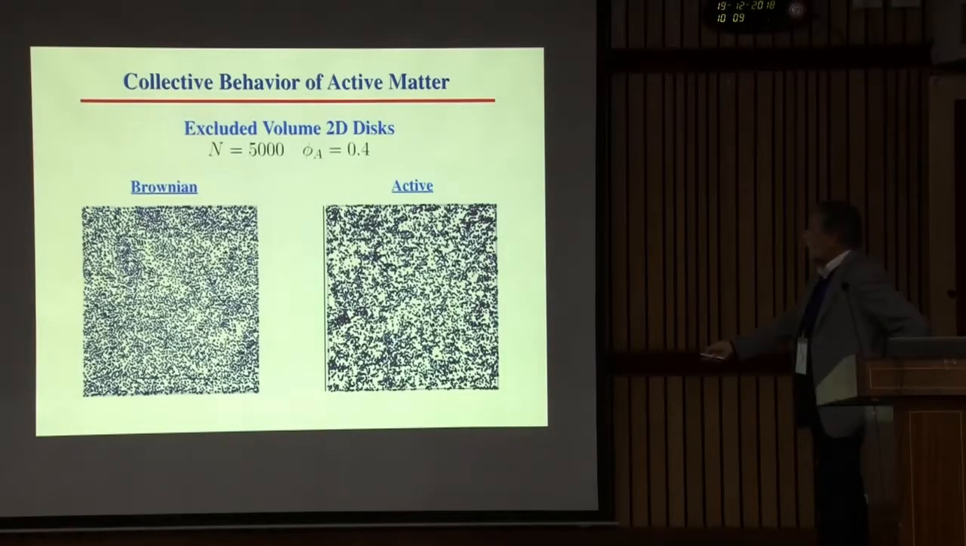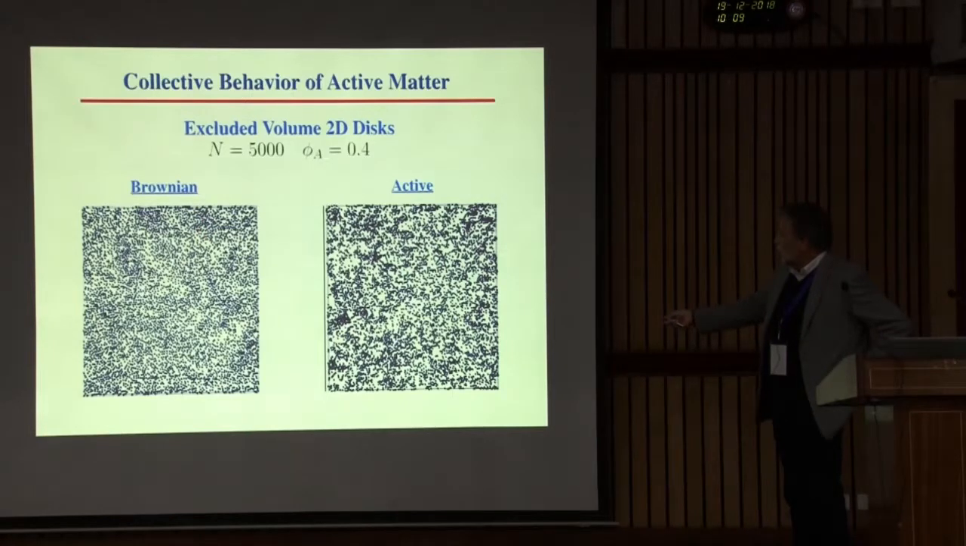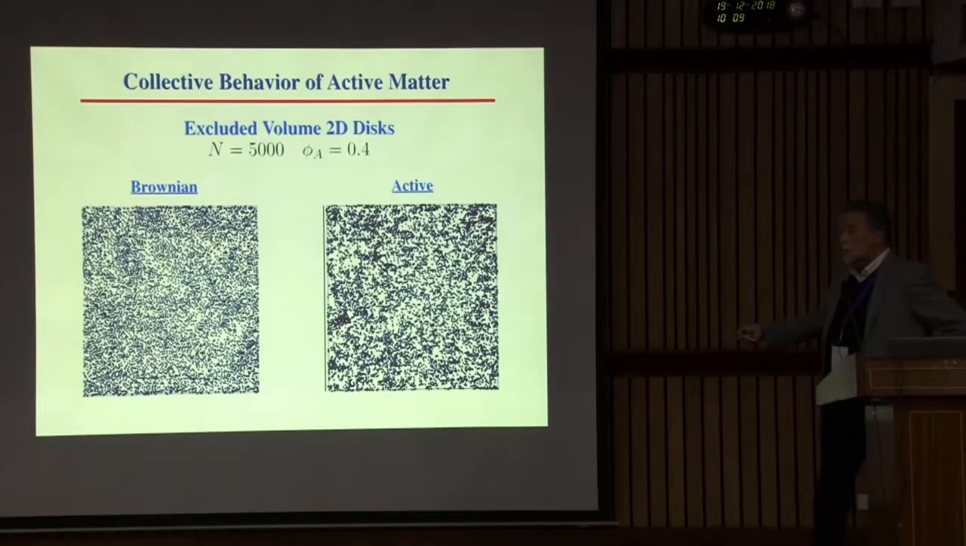On the left-hand side, first, these are 40% by area. There are 5,000 particles, with periodic boundary conditions, in 2 dimensions. They're disks. On the left-hand side are particles which are undergoing purely Brownian motion. The right-hand side are particles which are just active, no Brownian motion at all. And I will see what happens.